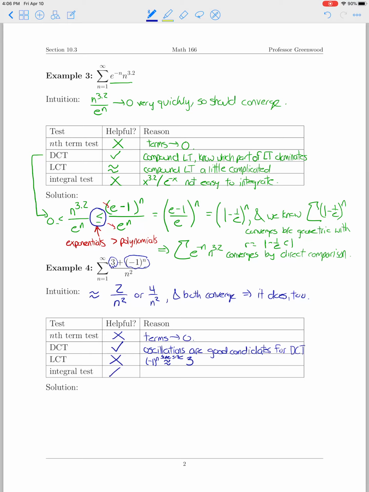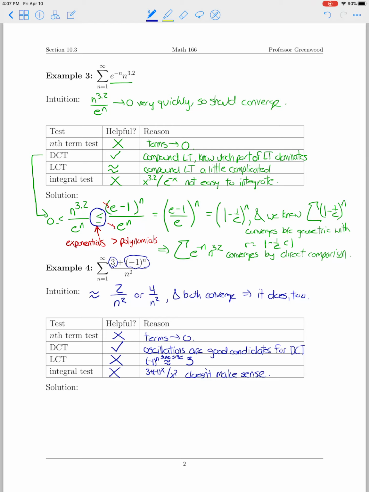And then again, the integral test, still not easy here, because 3 plus minus 1 to the x over x squared, that's not even a function that makes sense, because if I take minus 1 to the 0.5, it's not clear what I mean. And so there's no way I can even talk about the integral here.